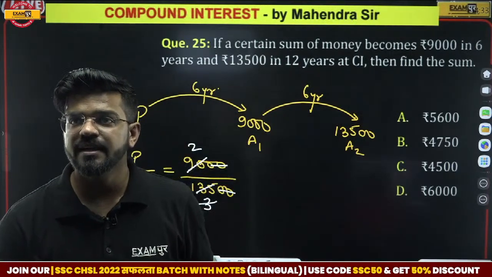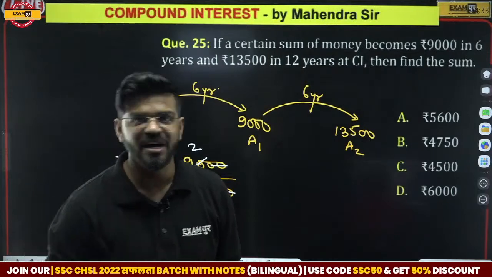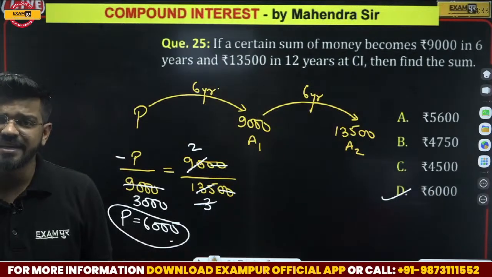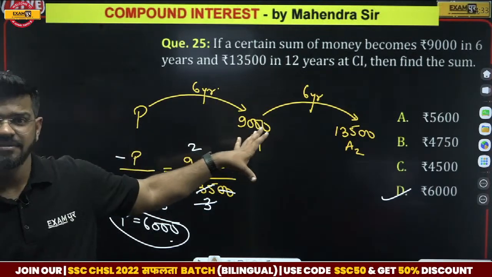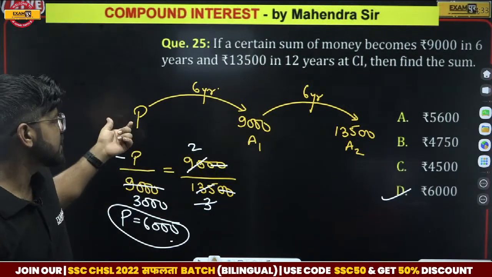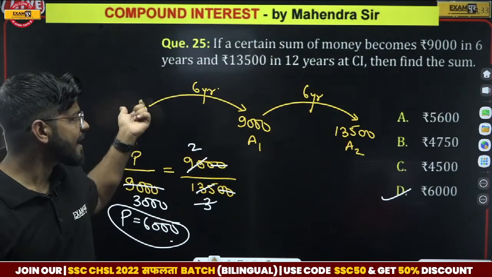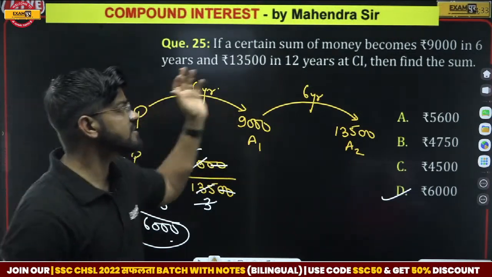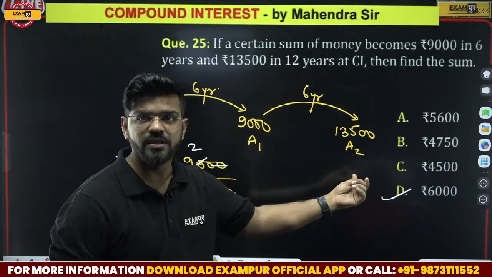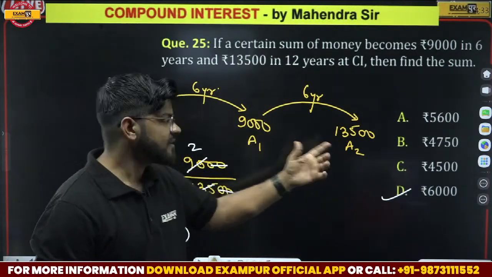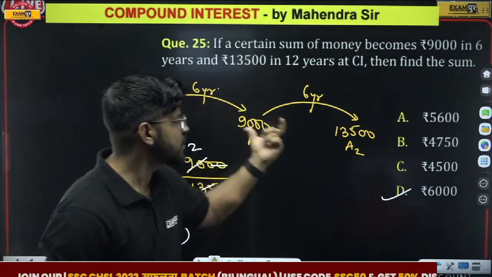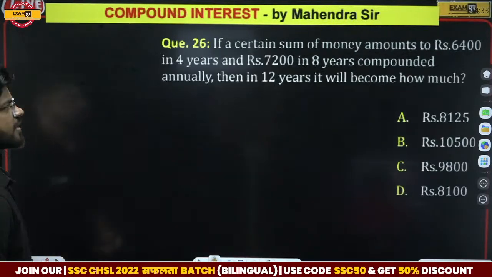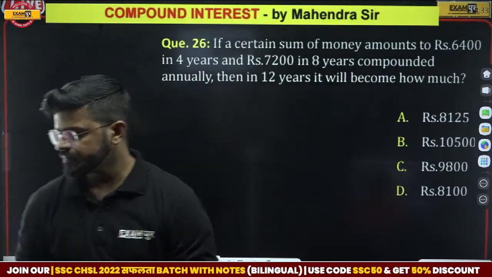So Ani is giving the right answer. Chinmay Das is there. Hello Chinmay, how are you? Option D is my right answer. Did you get the short trick? If my P is becoming A1 in X years, and again after X years A2 is there, then just their ratio is equal to their ratio. Simple concept.